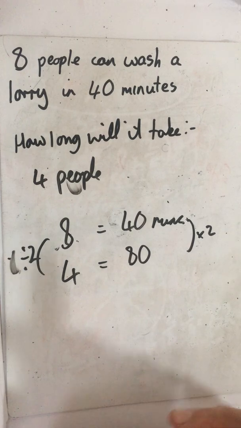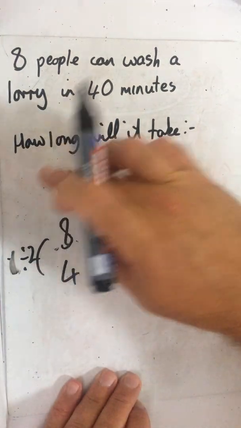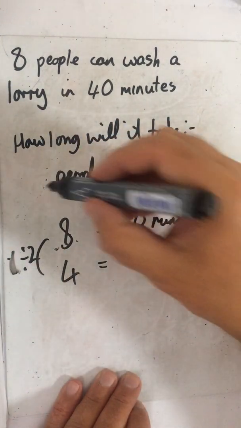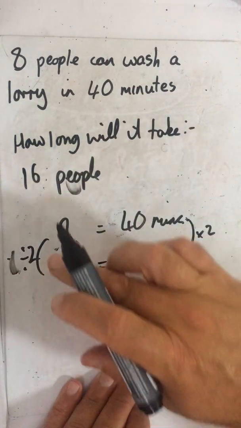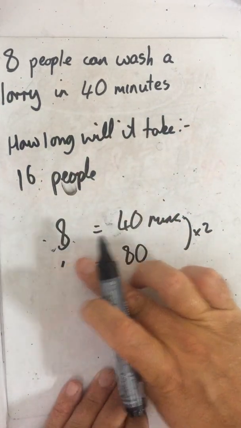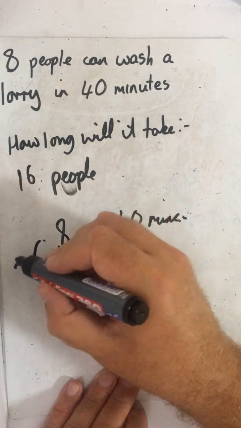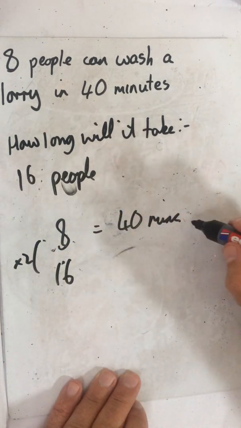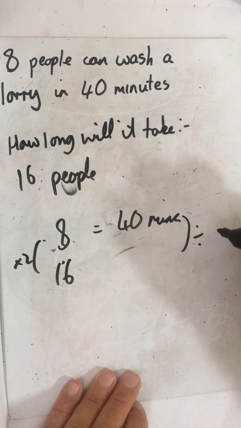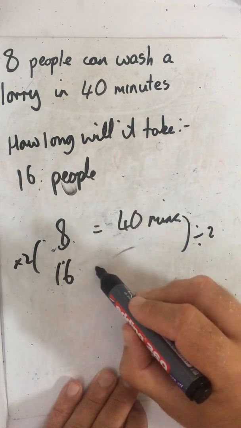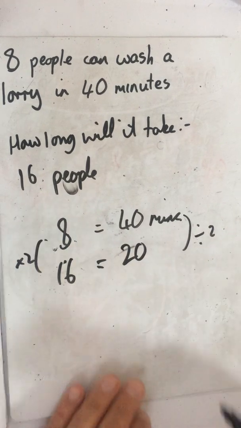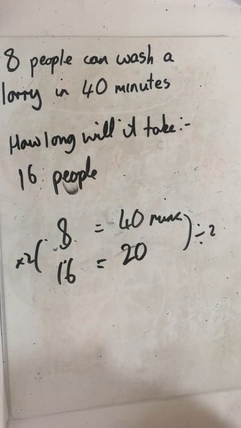How long would it take 16 people? Okay, 16 people. So again, we know 8 people will take 40 minutes. So 16 people, although I'm timesing that by 2, I'm going to do the opposite operation here and divide by 2, because I know more people will do it more quickly. So it'll take 20 minutes.